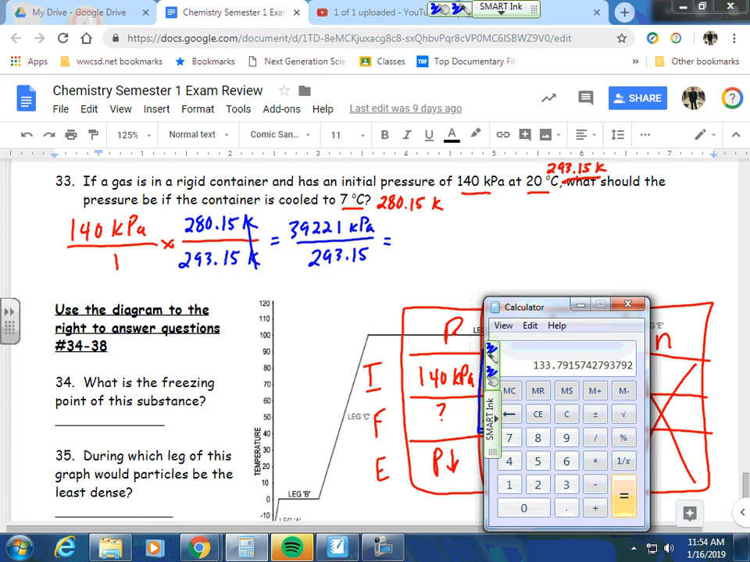Sorry, I skipped a step. Does that make sense? Makes sense for a couple reasons, actually. Well, we know that the temperature went down. The pressure should have gone down a little bit. Yeah, I guess that's the only reason. Makes sense. But that's the exam review.